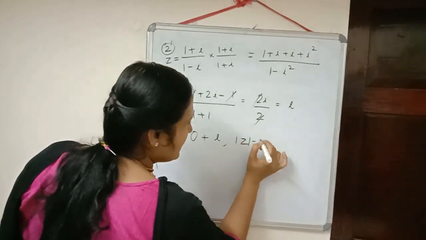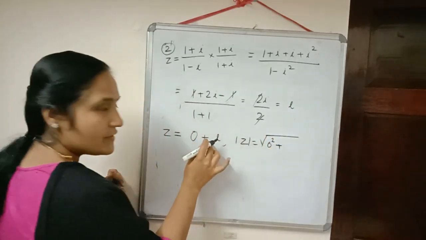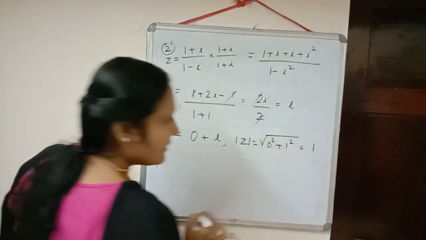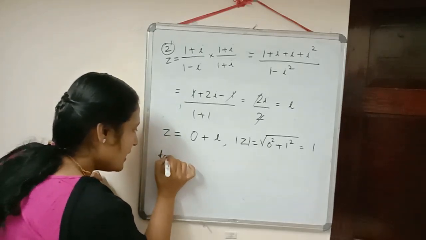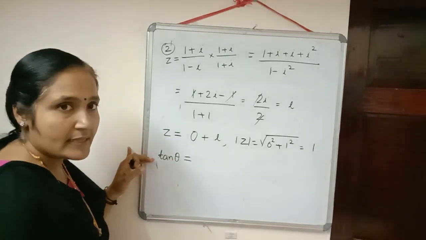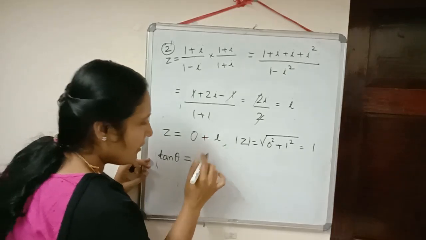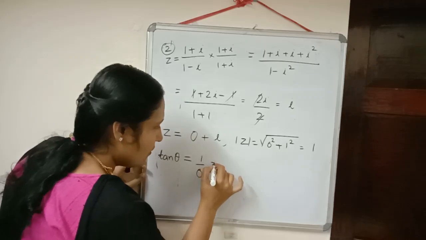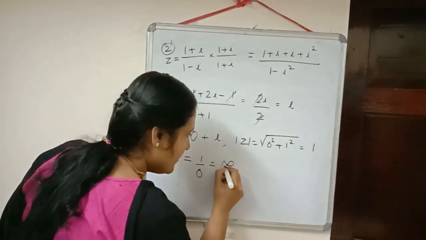Now first calculate the modulus. Mod z is equal to the square root of 0 square plus, what is the coefficient of i here? 1, so 1 square. So mod z is equal to 1. Now we will calculate the argument of the complex number. According to the formula, tan theta is equal to y by x. Y means the coefficient of i, so we have 1 by 0. 1 by 0 means what will come? Yes, it will be infinity.